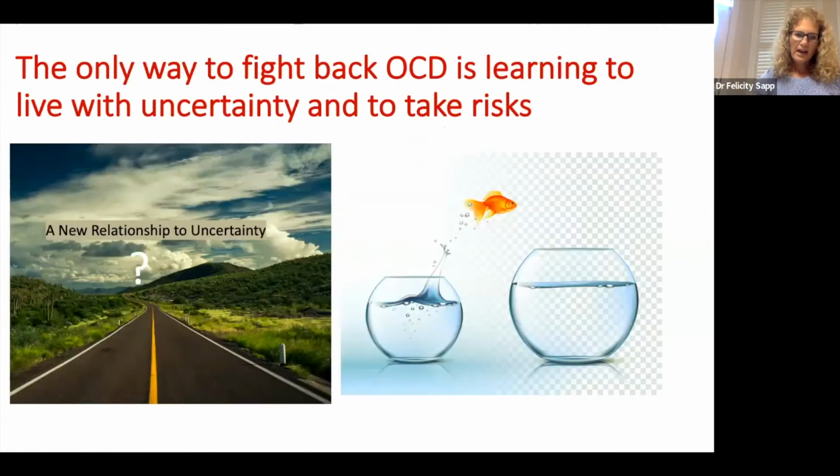So the way to do that is to help your patient, parents as well, change their relationship to what they think about as uncertainty. What we know about OCD is that the only way to fight it back, the only way to take back control is to learn to live with not knowing for sure, to learn to live with the possibility and take the risk of that, the possibility of what you're afraid of may be true or may happen.